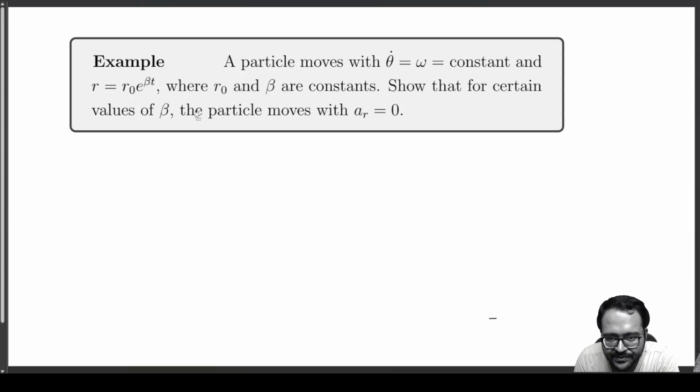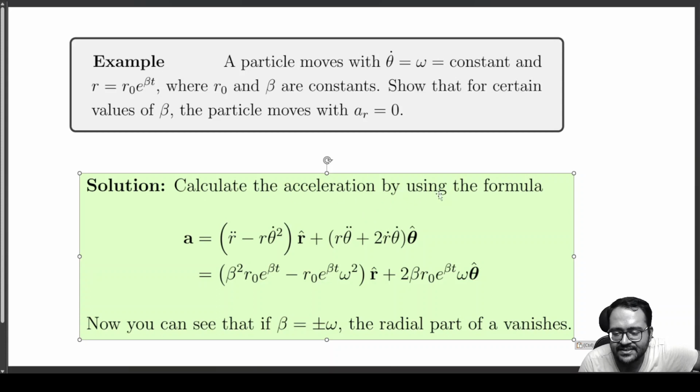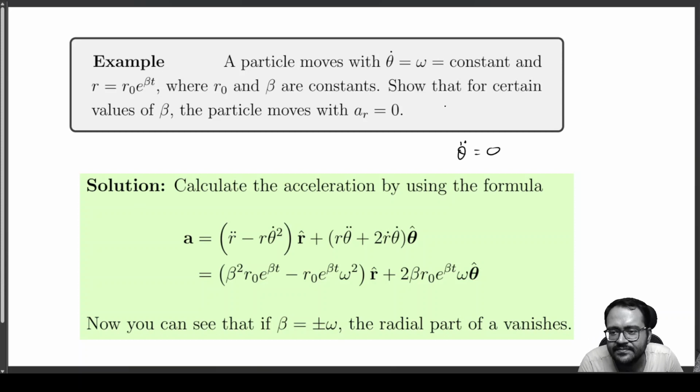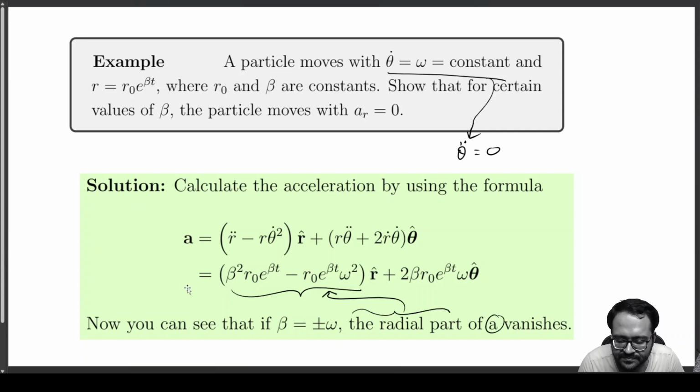Okay, now you get the solution. So I need to calculate the acceleration by using the general formula. So r as a function of t is given, and you ask something about the radial acceleration or tangential acceleration, directly use that formula. So just do a double derivative. Theta dot is omega, that is a constant. So theta double dot is 0. So now you can see that if beta is plus minus omega, after you come here, please make a pause and think. Beta is plus minus omega, then the radial part, this is the radial part, vanishes. This is called a_r.